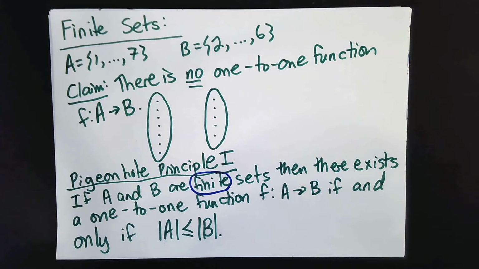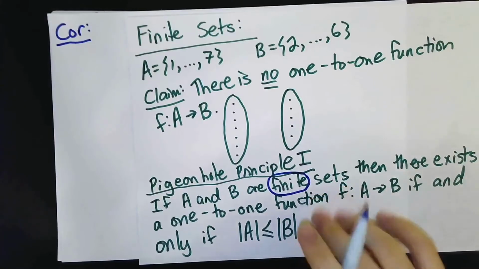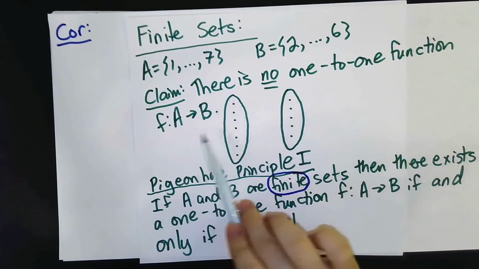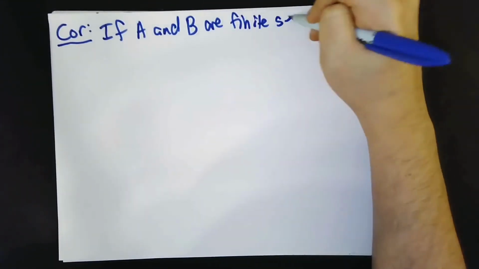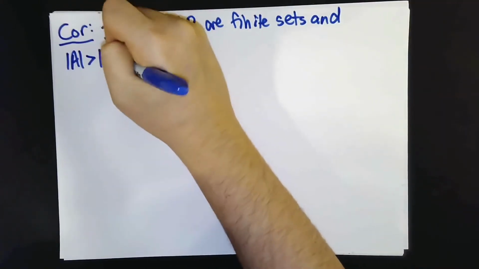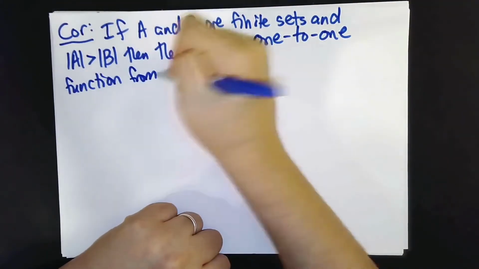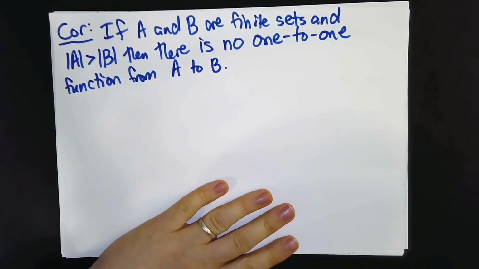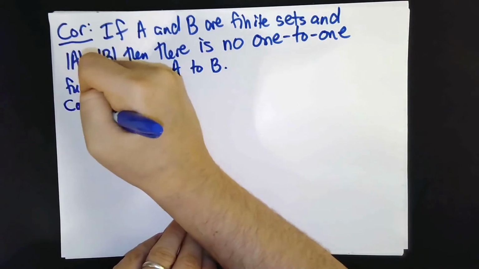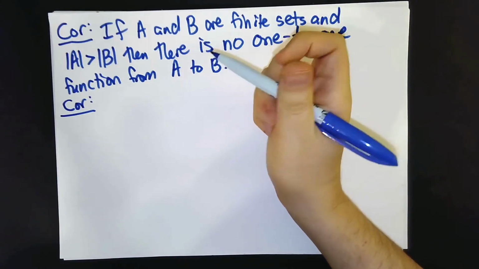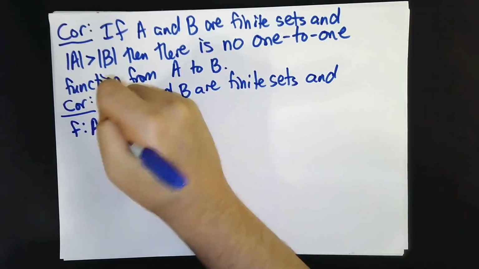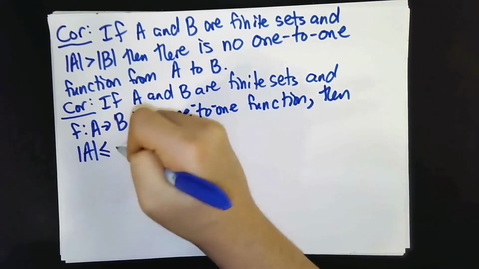Let me write down an immediate corollary of the pigeonhole principle for you that is often the one we're using, and in fact, it's the version that we used to say that there's no one-to-one function from A to B if A is the numbers from 1 to 7 and B is the numbers from 2 to 6. Namely, that corollary is, if A and B are finite sets, and the cardinality of A is larger than the cardinality of B, then there is no one-to-one function from A to B. Now, this whole circle of ideas is so important, I'm also going to write down the contrapositive of this corollary. The contrapositive is that if A and B are finite sets, and f from A to B is a one-to-one function, then the size of A is less than or equal to the size of B.